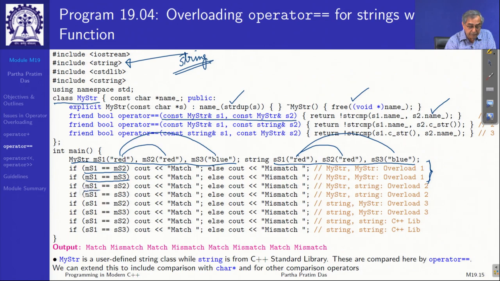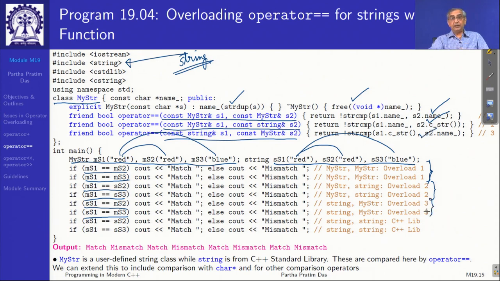In the second, I have MS1 and SS2, MS1 and SS3. So, it is MyStr and string, MyStr and string. So, the second overload will work and I will have correct response based on that. The third is string and MyStr, that is the third overload. This will work to give result in these 2 cases. All are correct, you can see match, mismatch, match, mismatch.